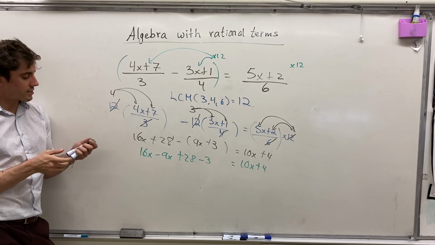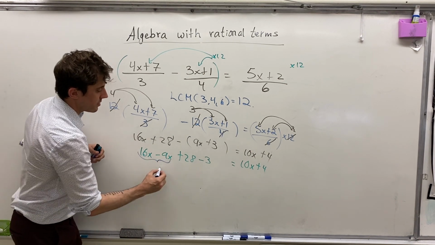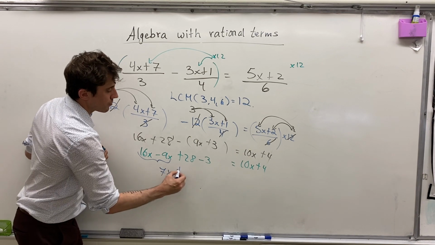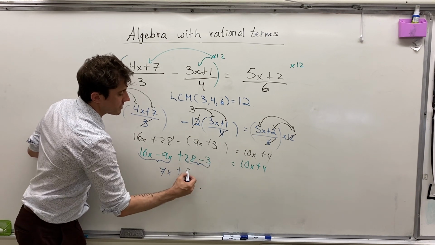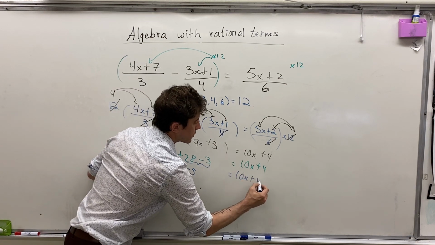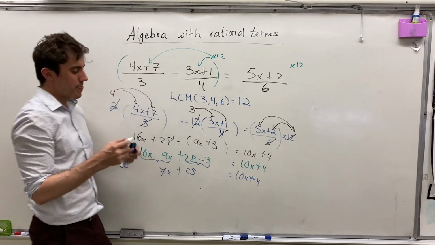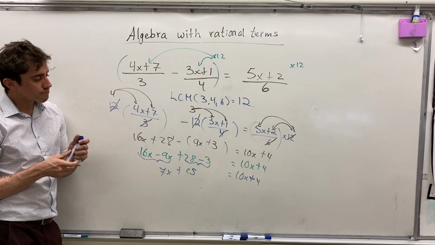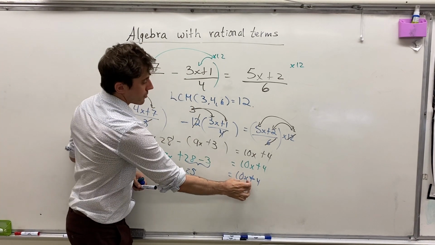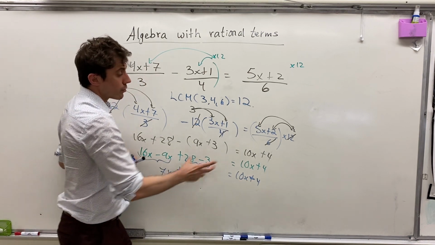Now we're almost ready to solve. So we have like terms, 16x minus 9x is 7x plus 28 minus 3 is 25. And again, we have equals 10x plus 4. Now we're almost done, but we have a variable term on both sides. We know to solve this equation, we need to get them all on one side.